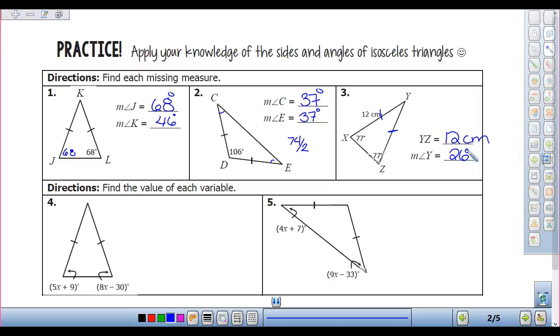All right, so if these two sides are congruent, what do I know about these two angles? They're congruent. So 5x plus 9 equals 8x minus 30. Move these guys over. 3x equals 39, right? X equals 13.